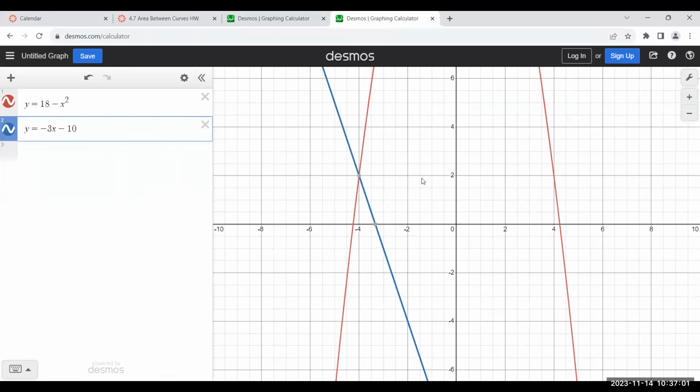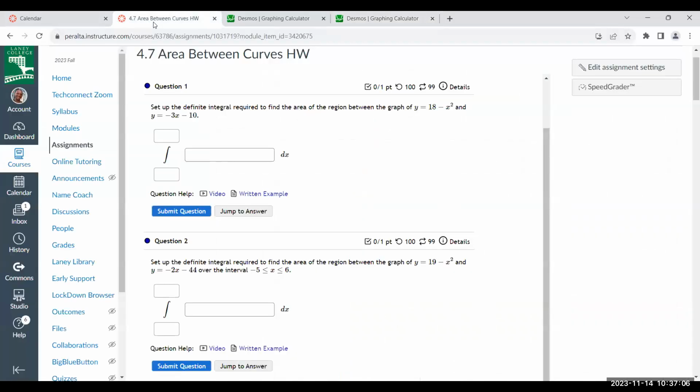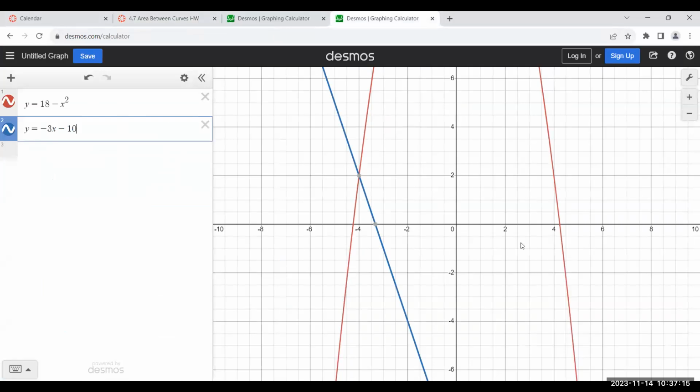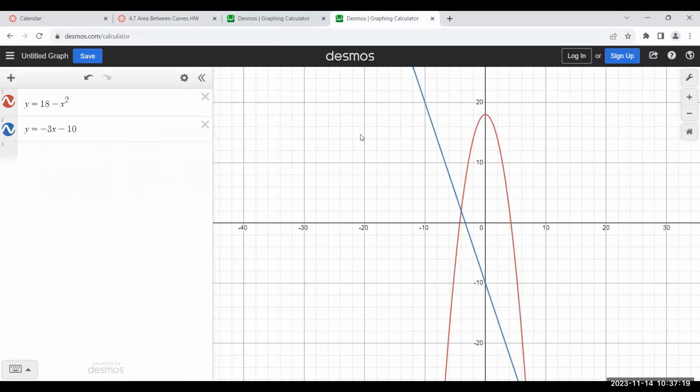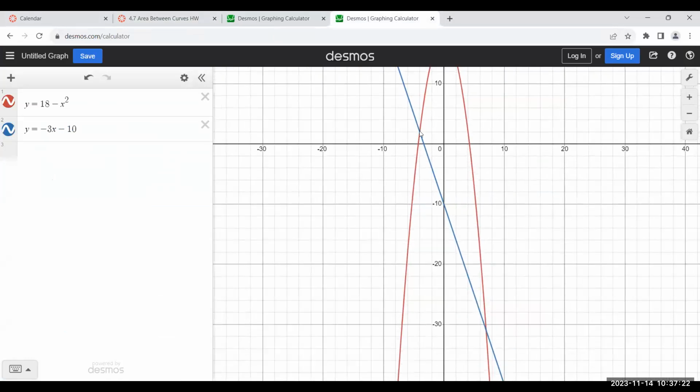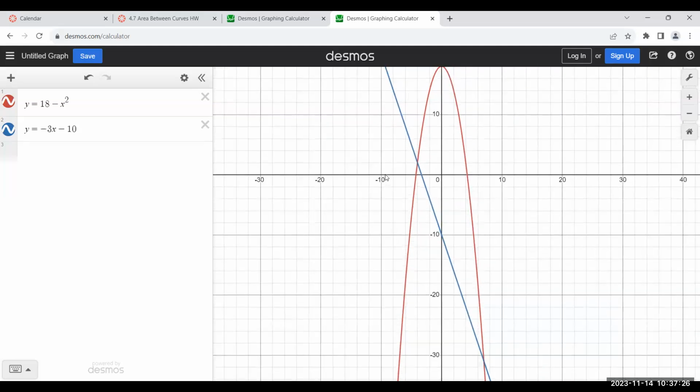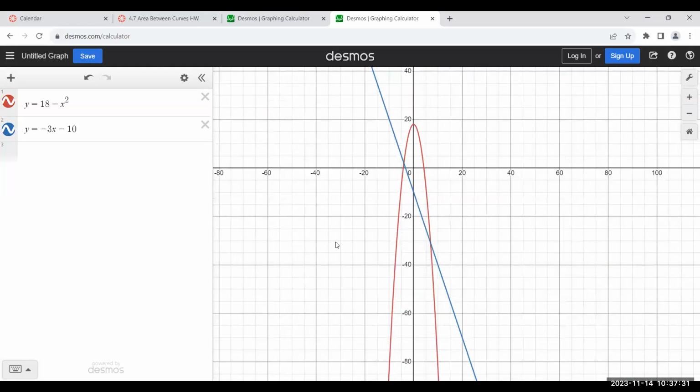So I recommend using Desmos just so you can get a quick picture. And since we're trying to find the area of the region between these two graphs, let's see where these two graphs meet up. So notice they're asking us to find, I'm going to shade in the region that's between these two graphs.